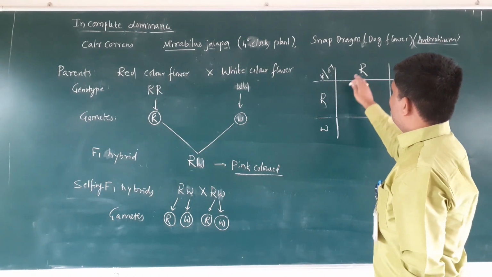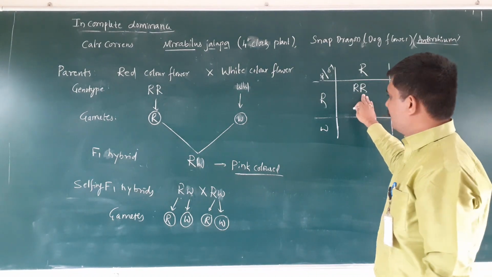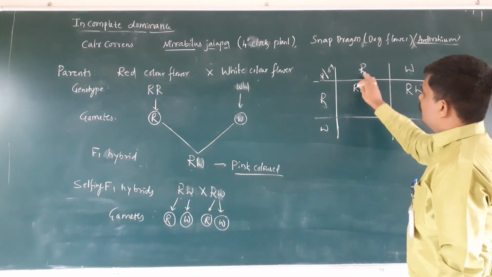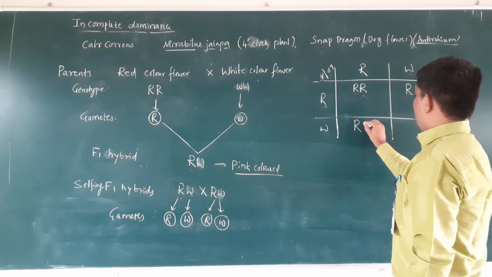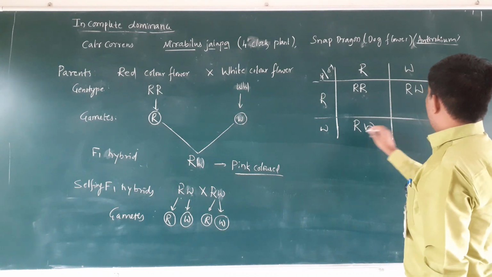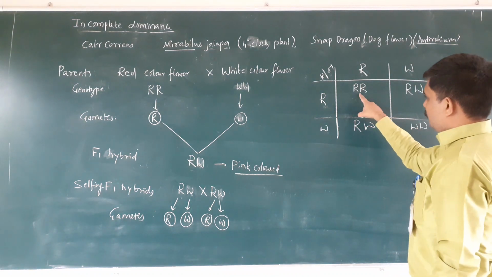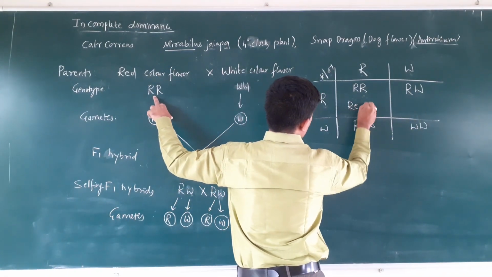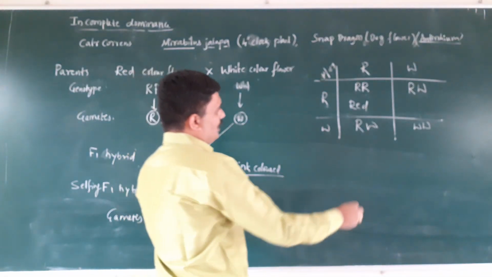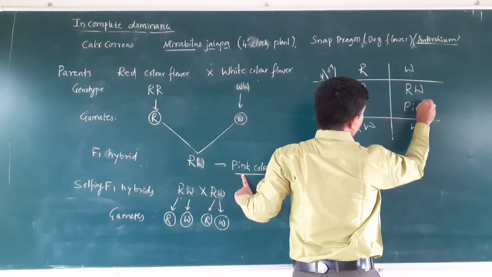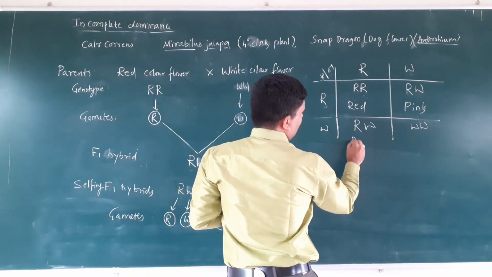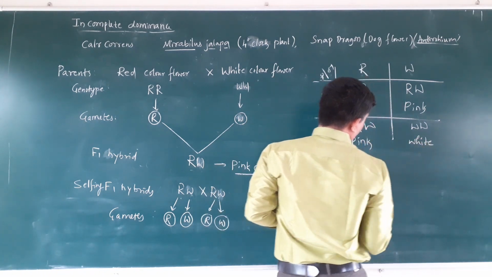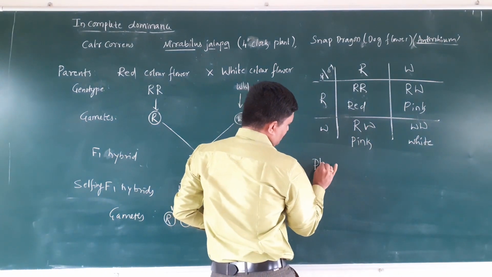When they combine, the first combination forms a red color flower plant. This is a pink color flower plant. This is also a pink color flower plant. This is a white color flower plant. Thus, the phenotypic ratio of incomplete dominance.